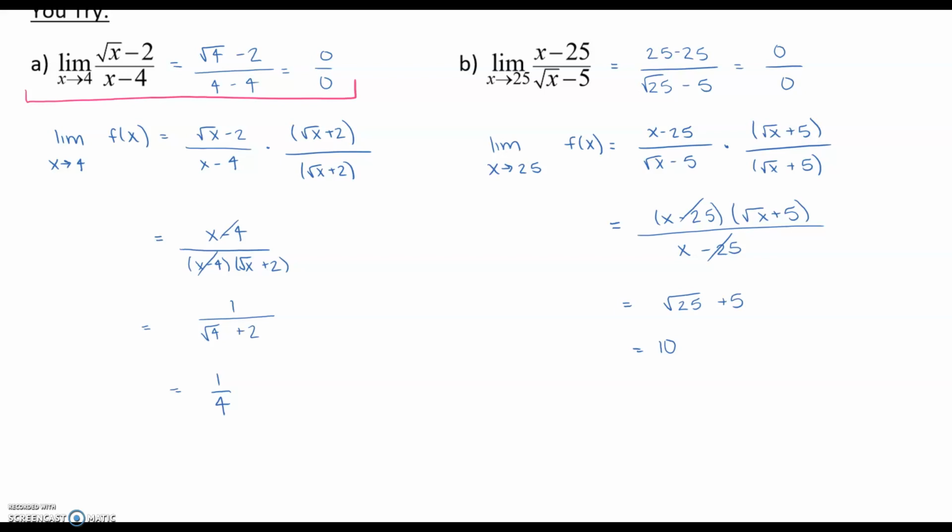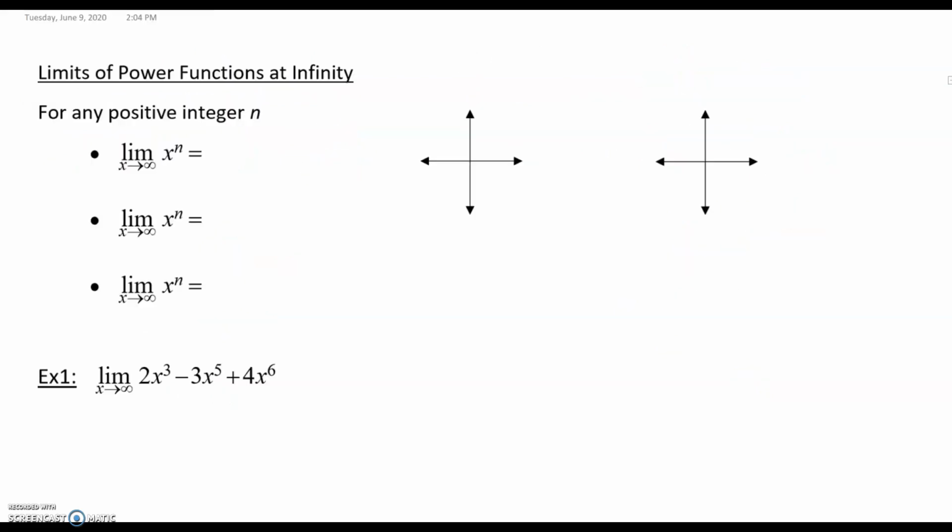So the limit as x approaches 4, I'm rationalizing the numerator here, and then canceling my common factors. I substituted the 4 in, and you get 1/4. For B, same idea, show this line first, get the indeterminate form. I can't factor, so I rationalize, and you should get 10, and here you're rationalizing the denominator. So now let's move on to infinities.